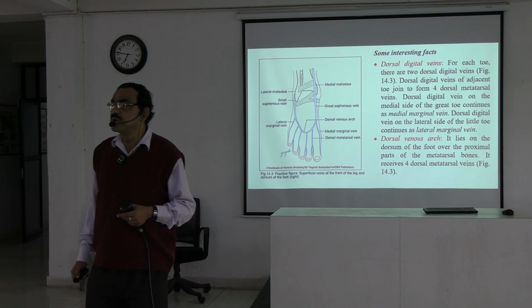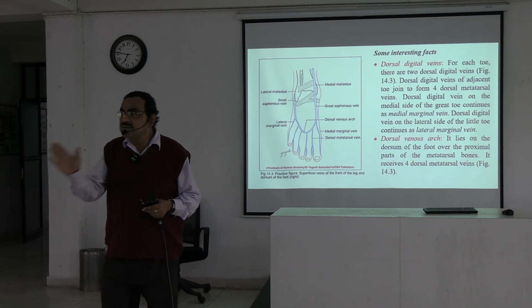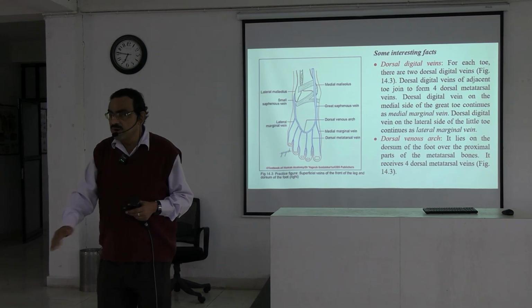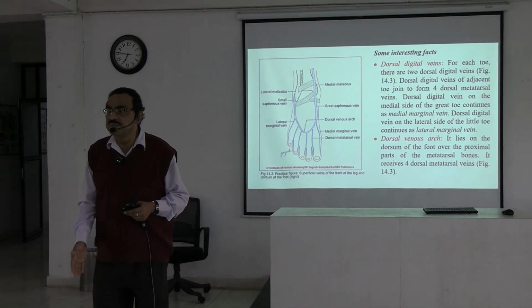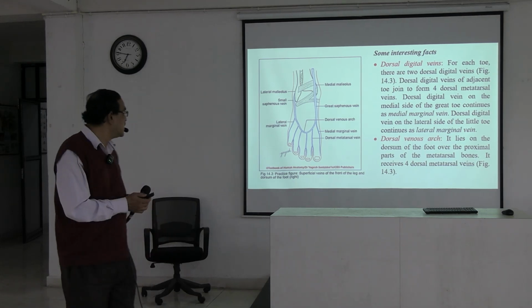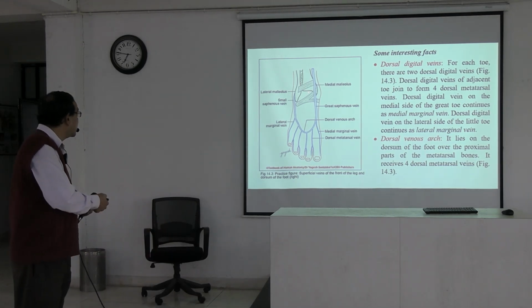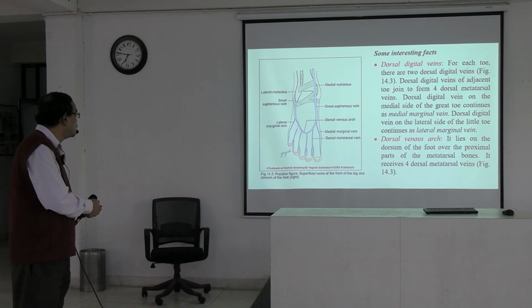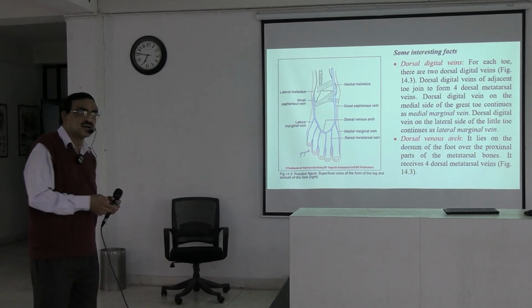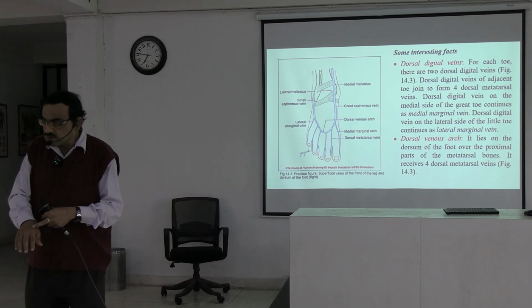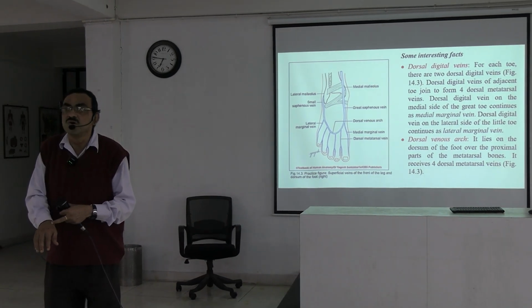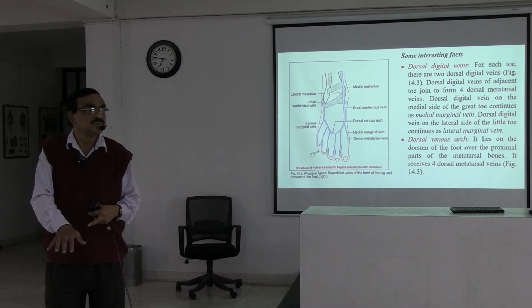Now in the dorsum of the foot, when we dissect, when we cut the dorsum of the foot, immediately we can see one vein in the subcutaneous tissue. We can see a venous arch which is called the dorsal venous arch. The dorsal venous arch we have also seen in our dorsum of the hand.